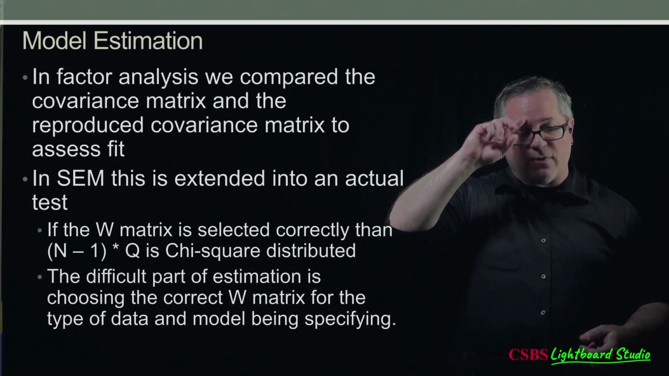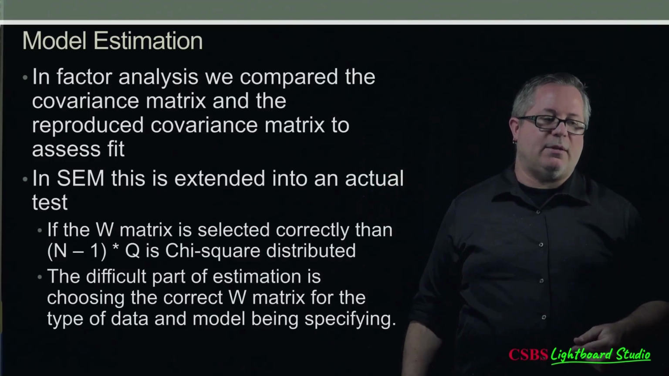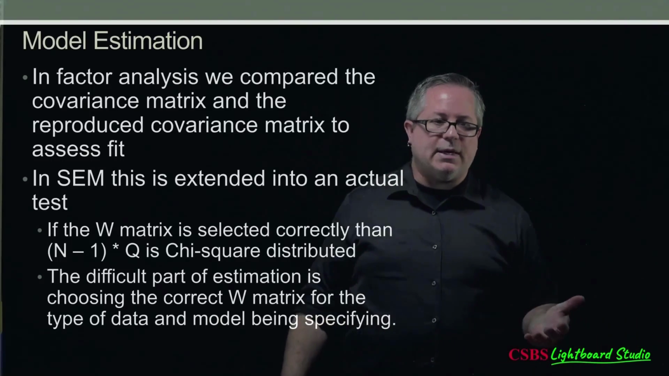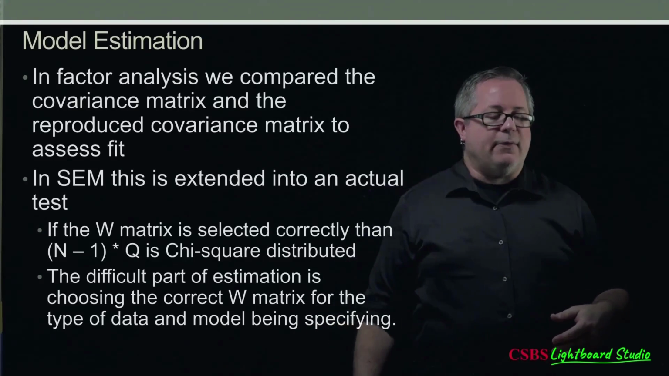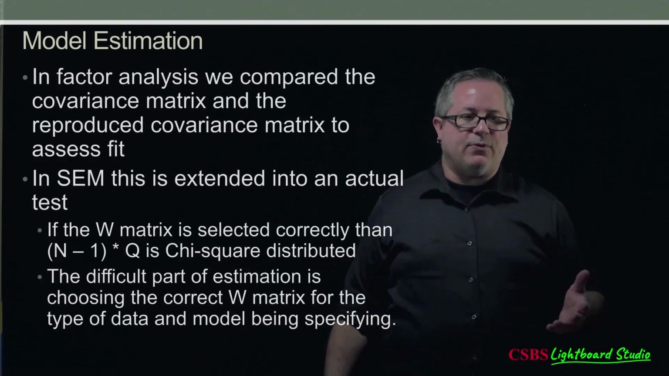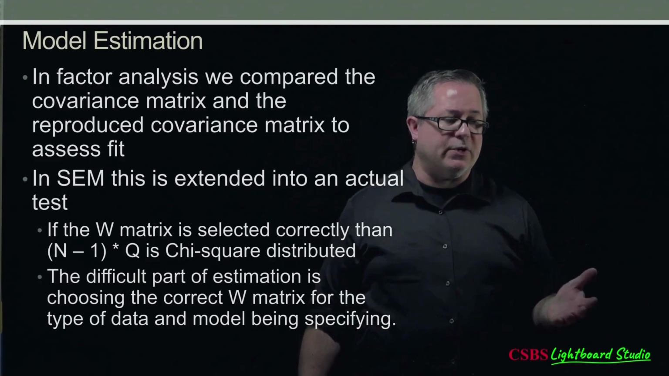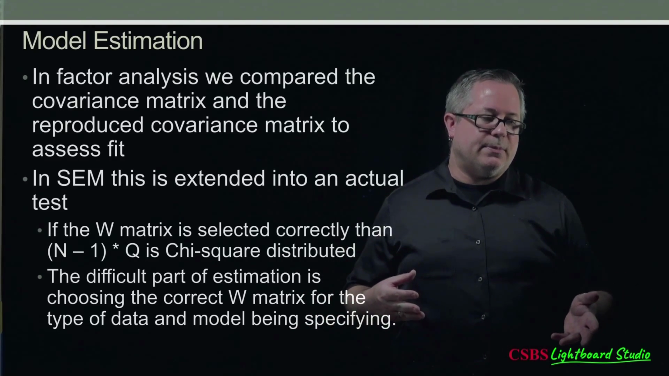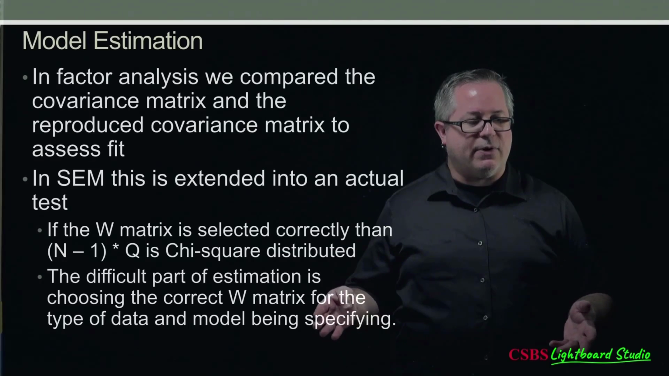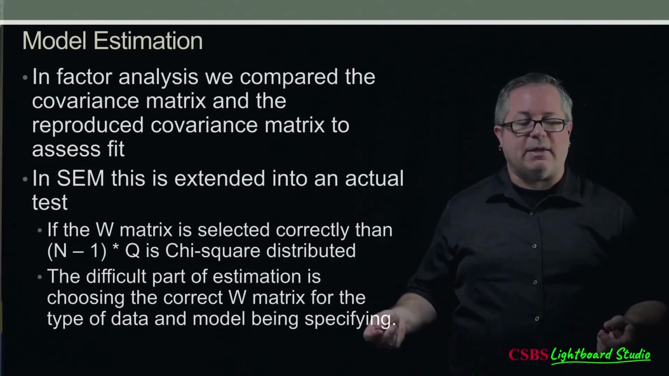The difficult part of estimation is choosing the correct W matrix for the type of data and the model being specified. Oftentimes computer programs are getting smart enough to know that for you. If you specify that your outcomes are dichotomous, for instance, it will often change from maximum likelihood to something else because it knows maximum likelihood is not very good for that. Sometimes it knows, often it doesn't, and you may need to figure out that you're specifying a model that doesn't fit with that estimation procedure.